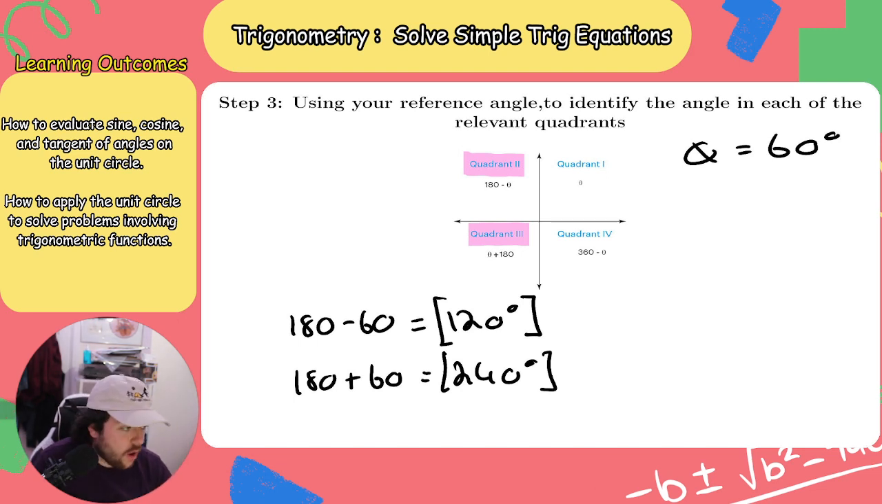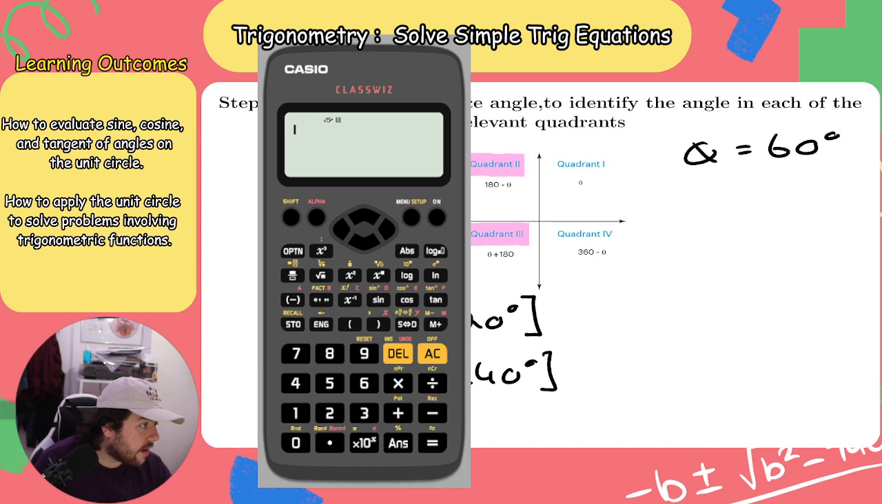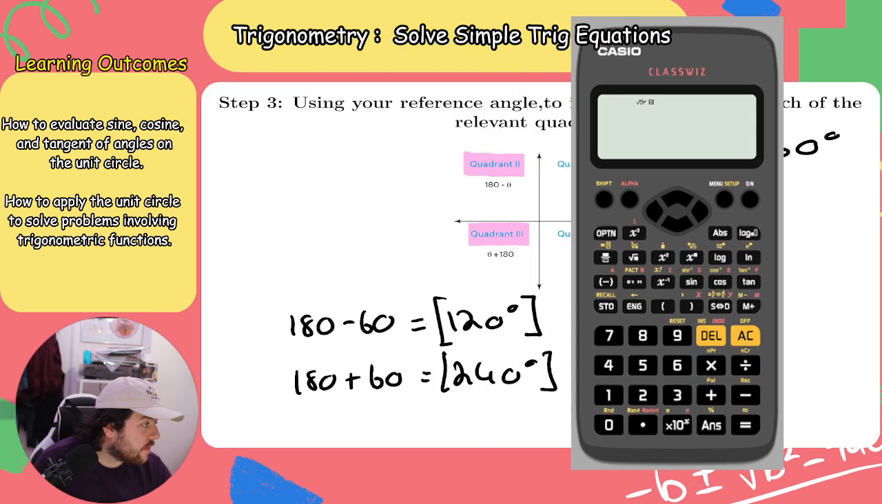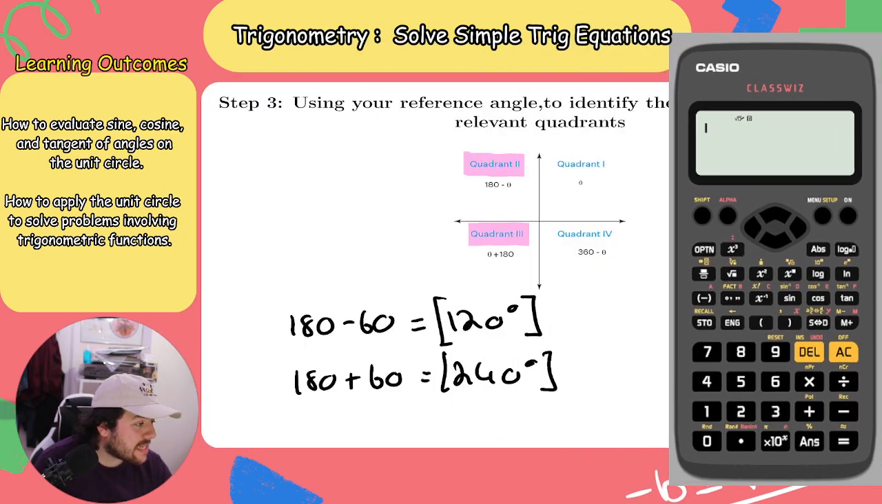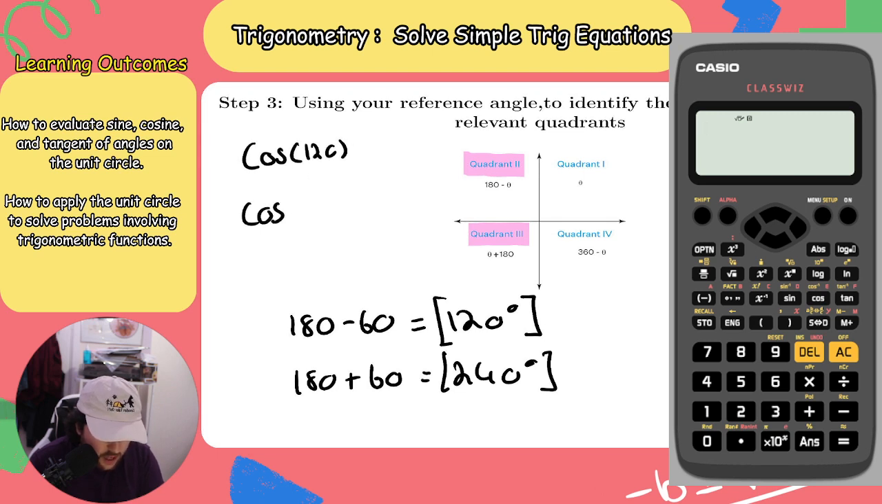So we're going to put this into our calculator now and try this out. So let me just get the calculator up on screen. There we go. Let me move it over here. So we can test now our answers here. So I am going to find out cosine of 120, and I'm going to find cosine of 240. So put it in the calculator.